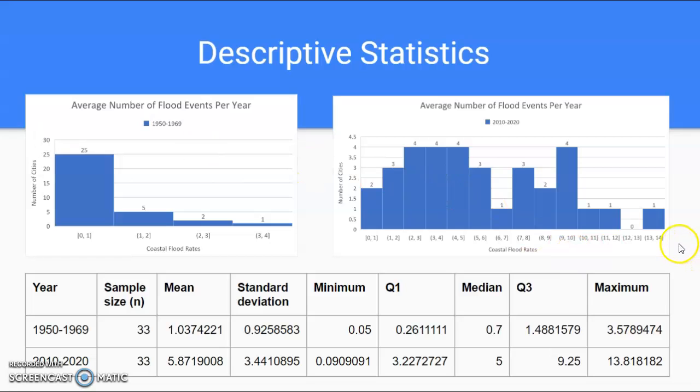These are my histograms for the descriptive statistics. And of course, here are my numbers for each year. We got the sample size, which for all those cities ended up being 33. We got the mean for each of those, standard deviation, and of course your minimum and our 25%, median, 75%, and maximum.